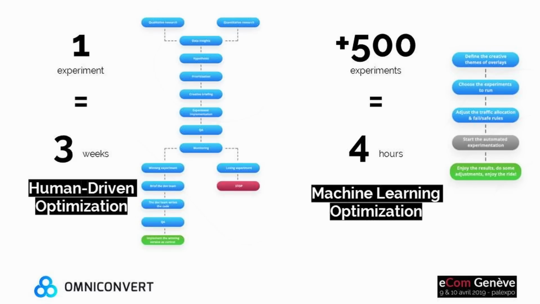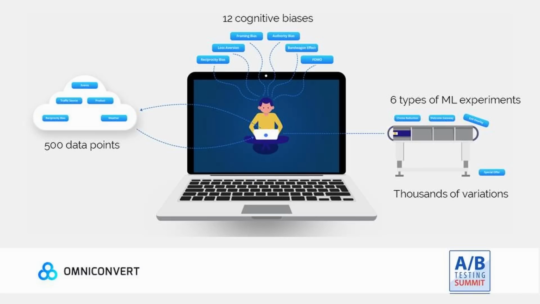But with machine learning optimization, we can deploy around 500 experiments in around 4 hours, as opposed to making an experiment last almost 3 weeks. That's of course depending on the business cycle, but most experiments on, let's say, a normal, not very high traffic website, take around 3 weeks. So mainly the difference is that you can mix the data points with the cognitive biases of the human brain, and you can mix this with 6 different types of machine learning experiments in order to deploy thousands of variations. So what kind of experiments can you do?